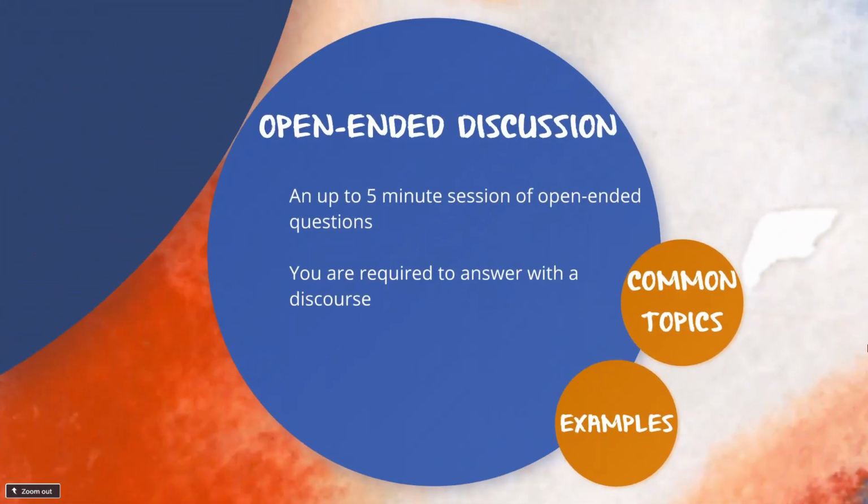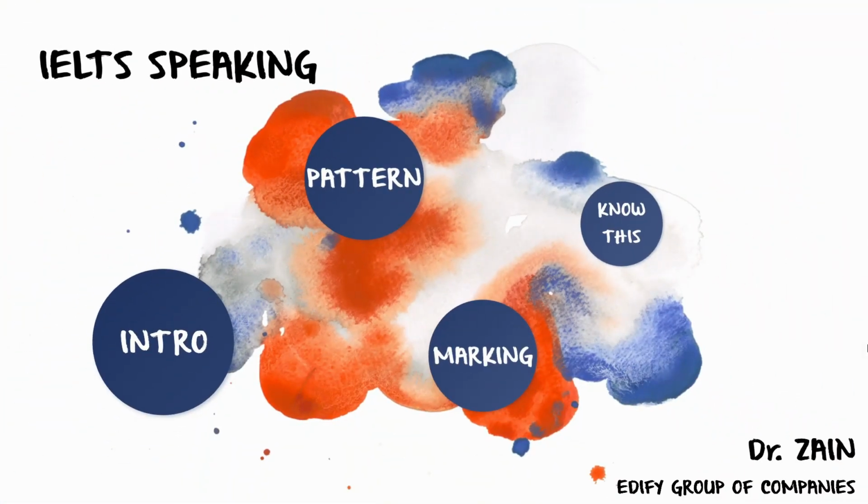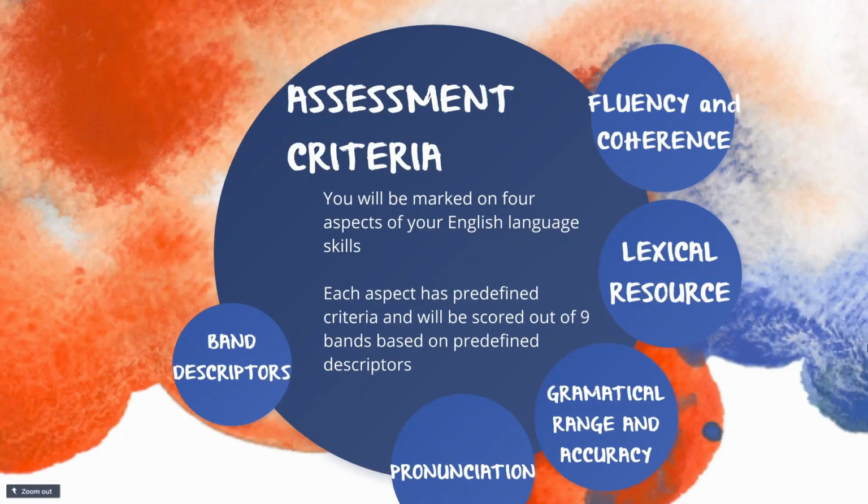Now let's talk about the assessment criteria for the IELTS speaking module. You will be marked on 4 aspects of your English language skills. Each aspect has predefined criteria and will be scored out of 9 bands based on predefined descriptors. And your final score is going to be an average of these 4 scores.